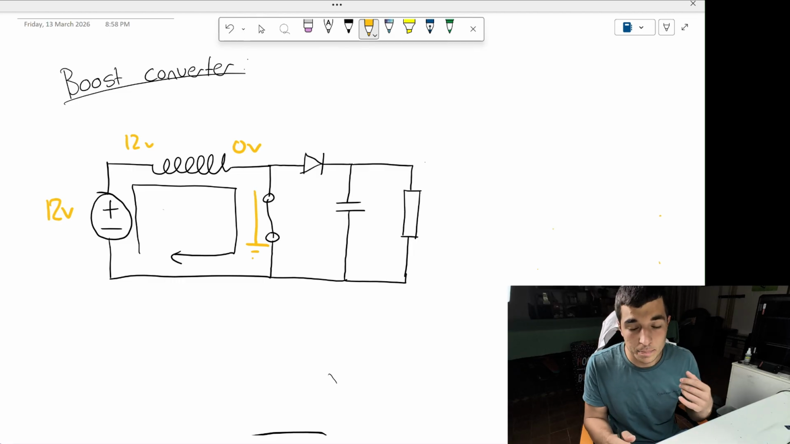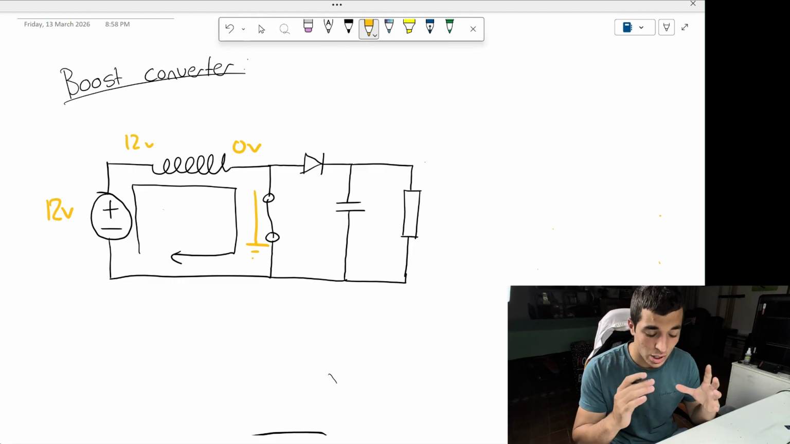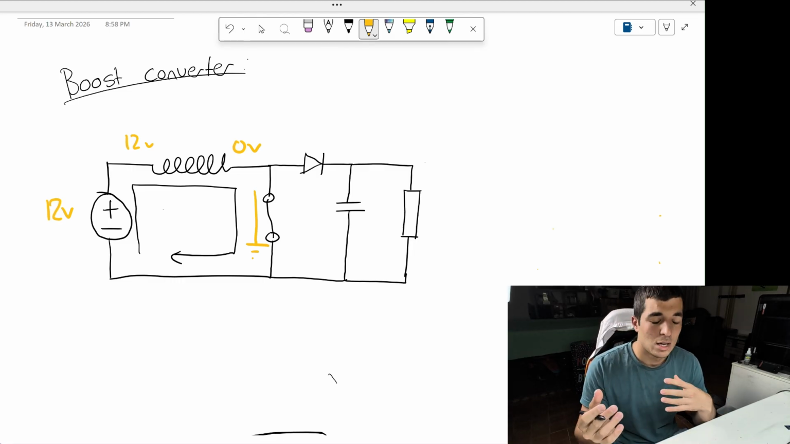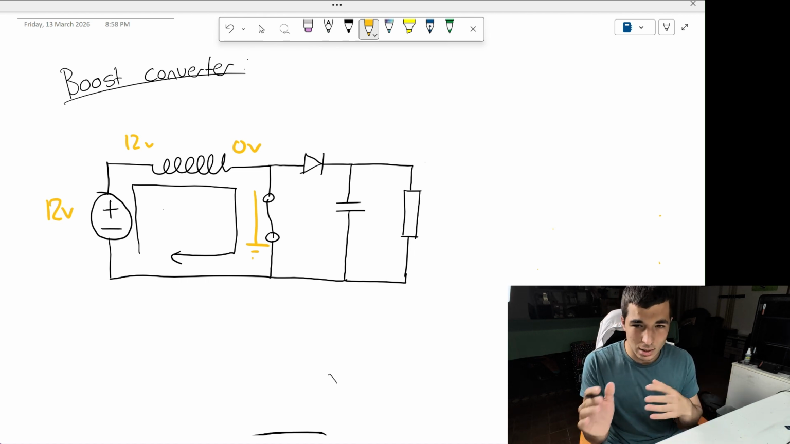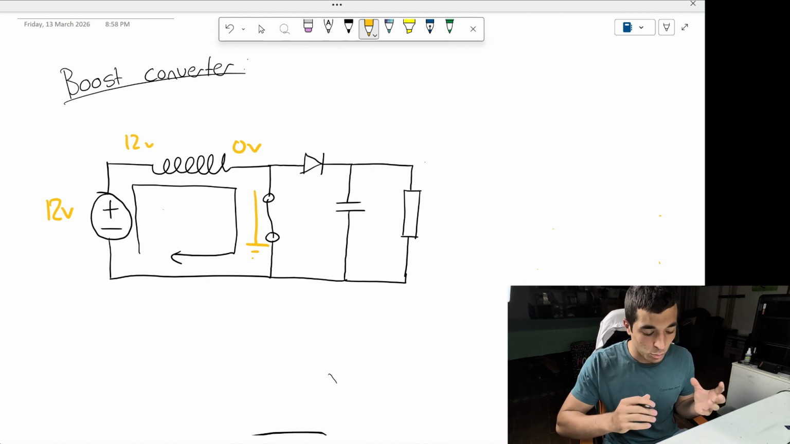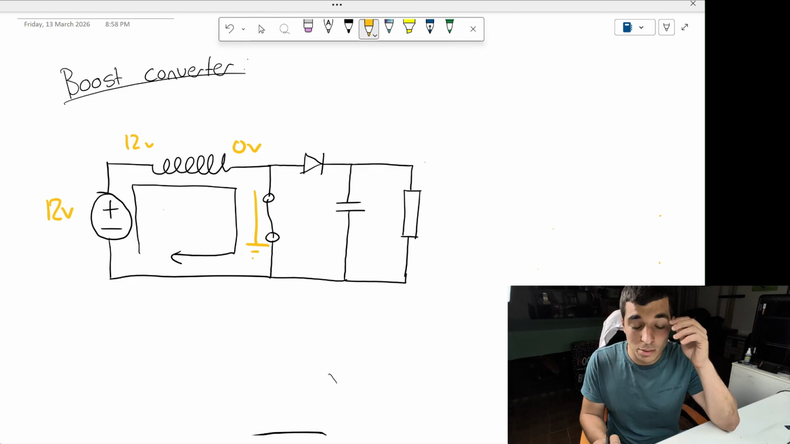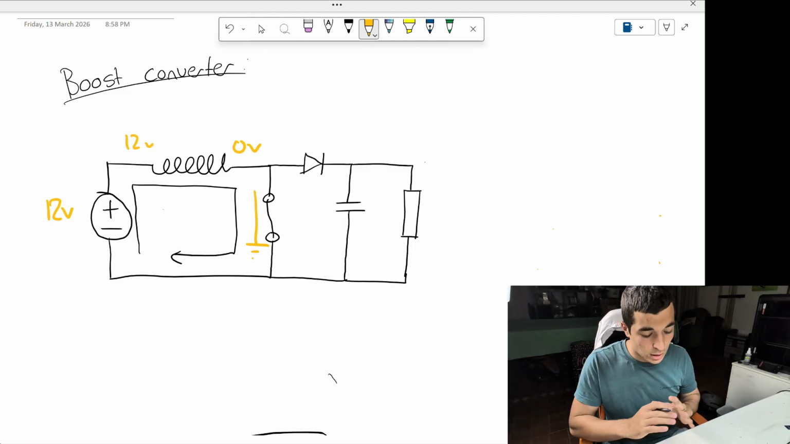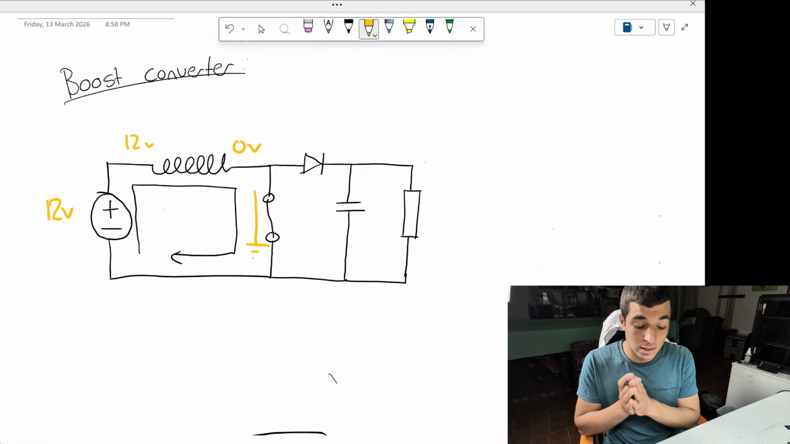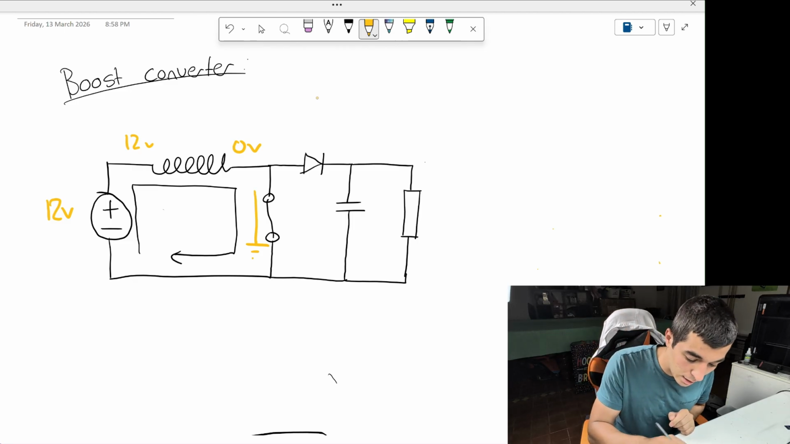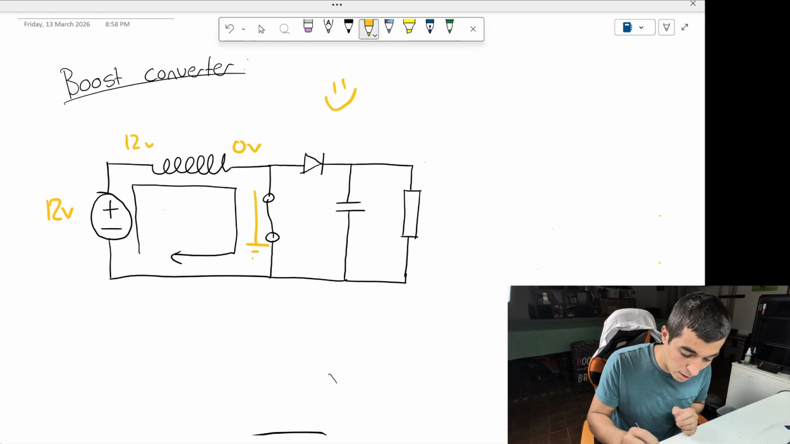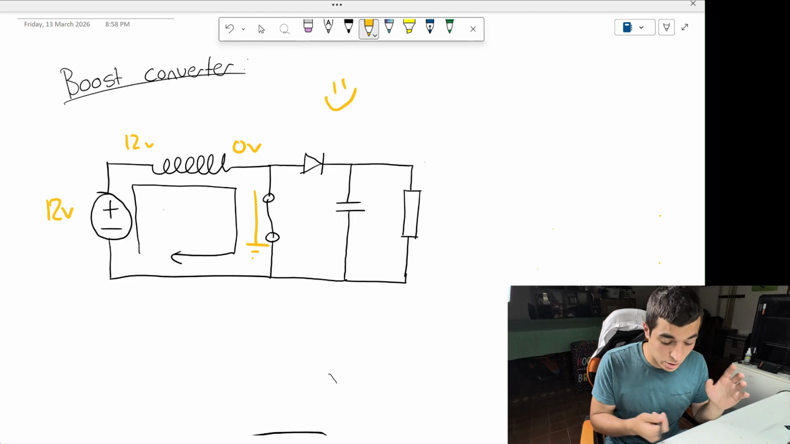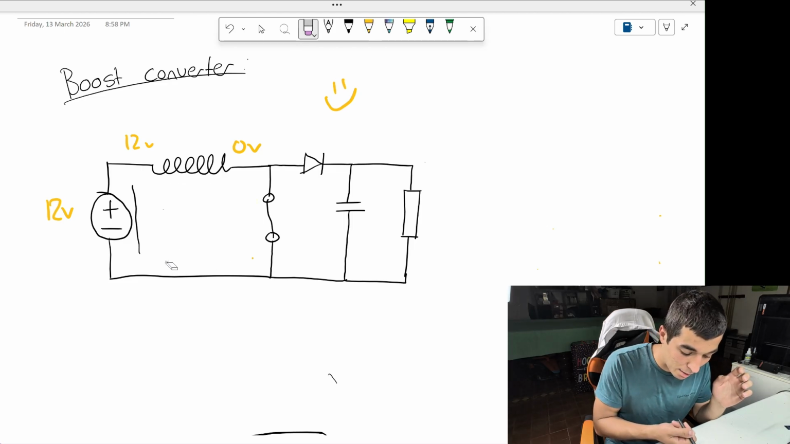Now we don't let the inductor charge fully in a boost cycle. There's problems that I can explain later, but we only let it charge a little bit. All right, so now let's say that the inductor is charged and the inductor is happy. Now we're going to open the switch. Here's where the magic happens.